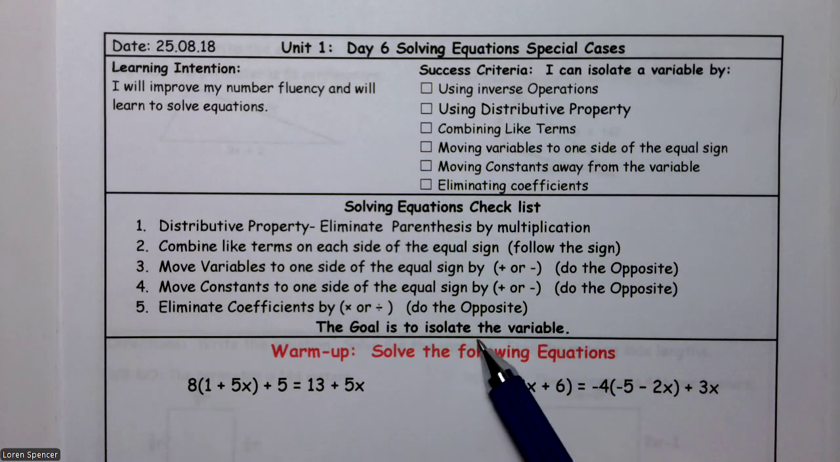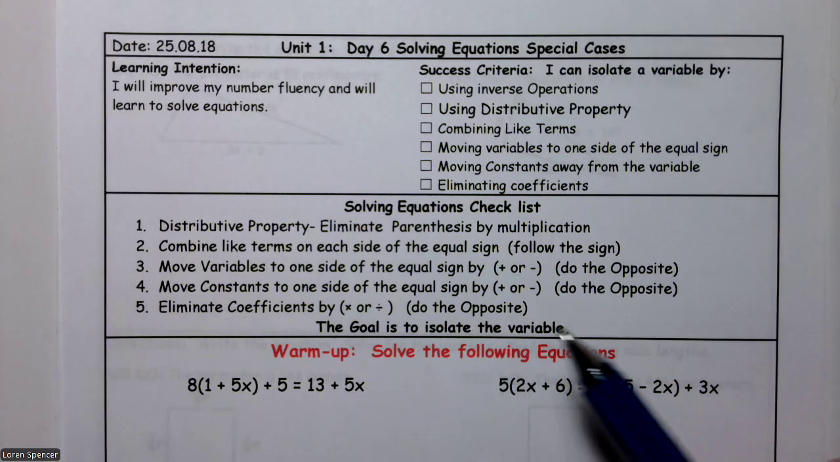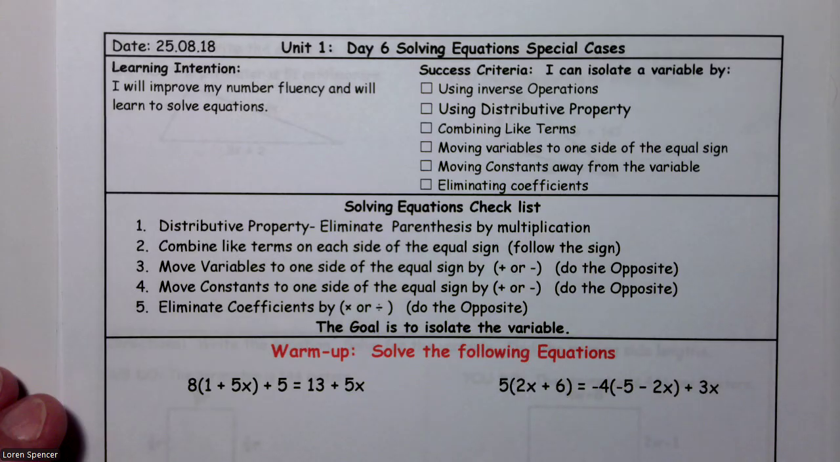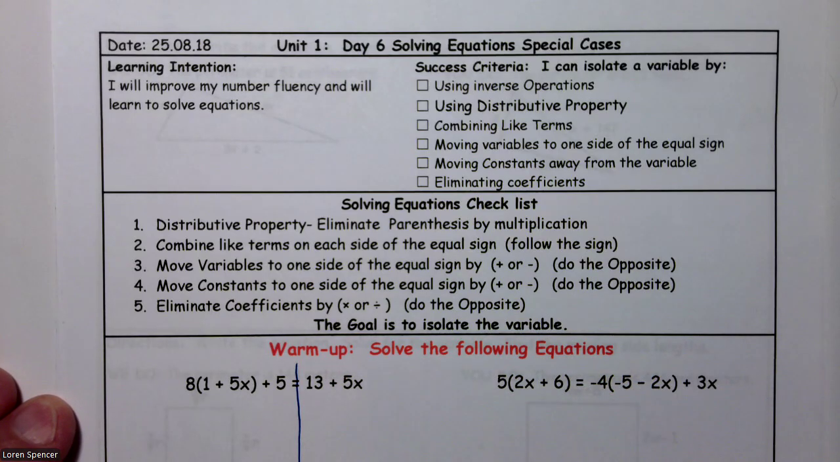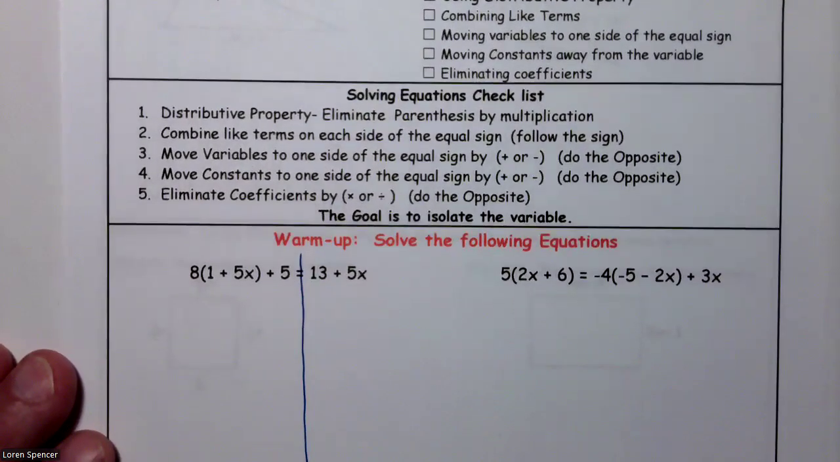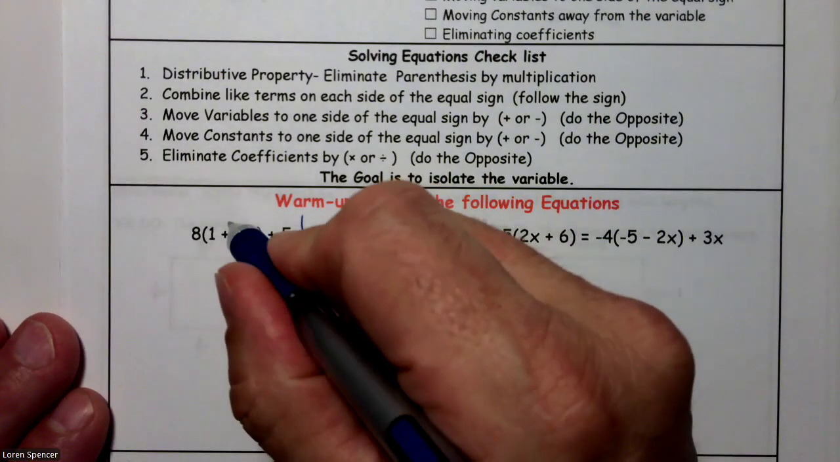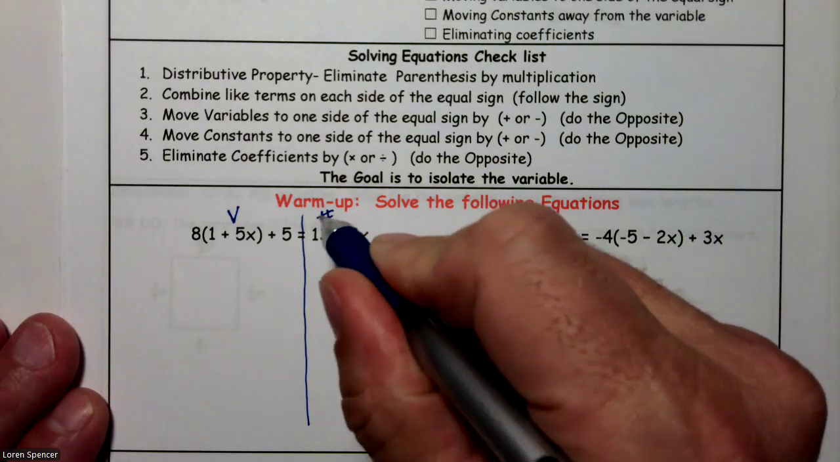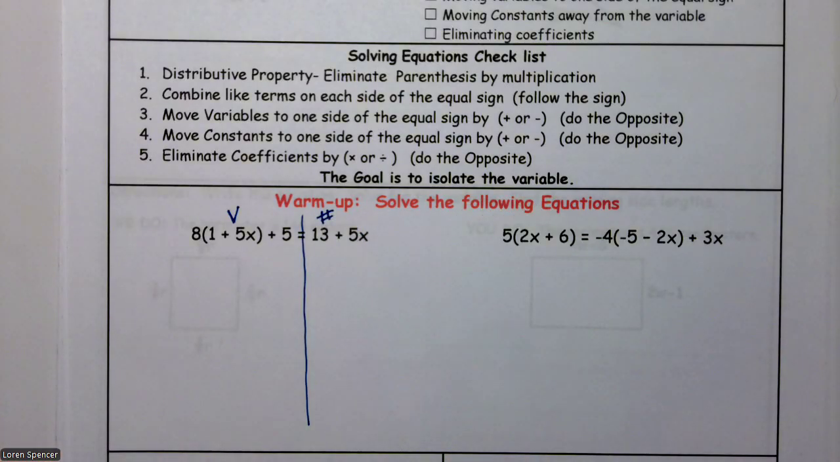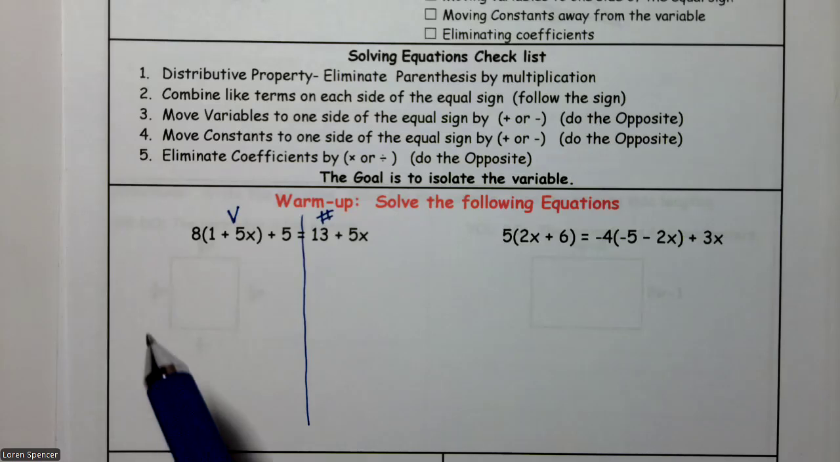And remember, the goal is always to isolate the variable. Keep that in the back of your mind as we're working through this, that that's the goal, is to isolate the variable. So when we have variables on both sides, like we do with this first problem in the warm-up, we're going to put variables on this side and numbers on this side. Technically, that's not required, but that will help out later this week when we're working with inequalities. It'll help us out with that.